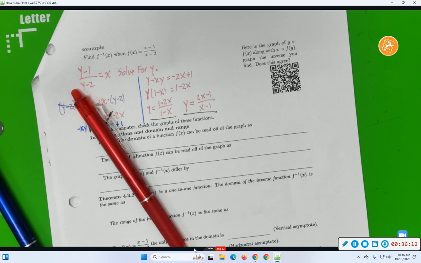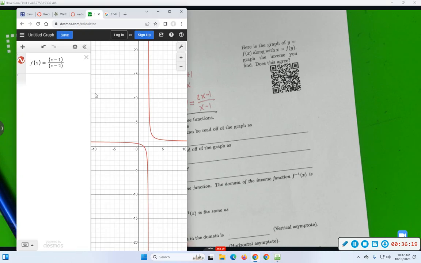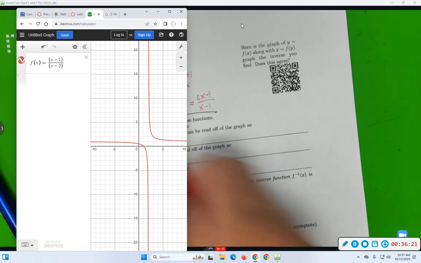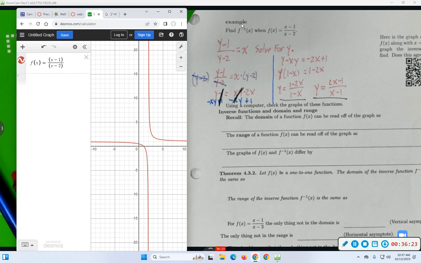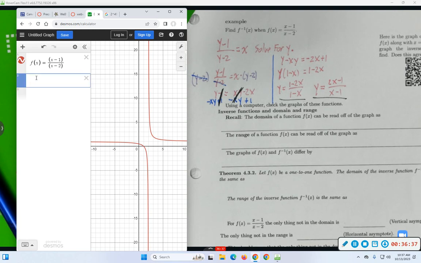Could we use the graph to check this? Yeah, let's graph the original function. Happily, I've already pulled up that graph. And I know what the graph of the inverse function should look like. The inverse function should be what you get if you swap the x's and y's. And Desmos lets you just do that. If that's f of x, Desmos will let you graph x equals f of y. So there's what the graph of the inverse should look like.